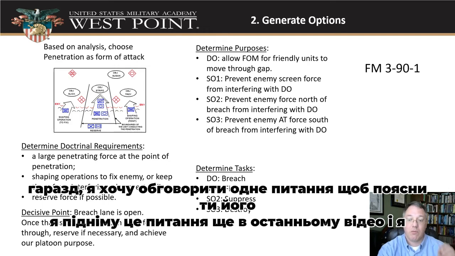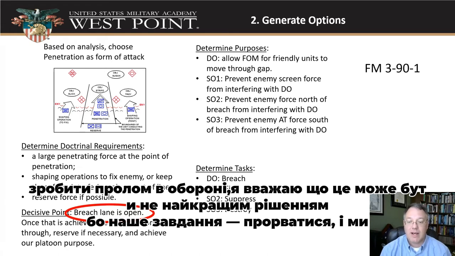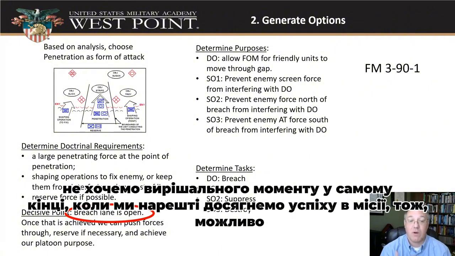Okay, I want to make one point, kind of clarify this. I'll bring it up in the last video when I go over a review of this, and that's about this decisive point here. So this is labeled as breach lane open. That may not be the best answer, right? Because that's our task, is to breach, and we don't want a decisive point that's all the way at the end when we finally hit mission success.